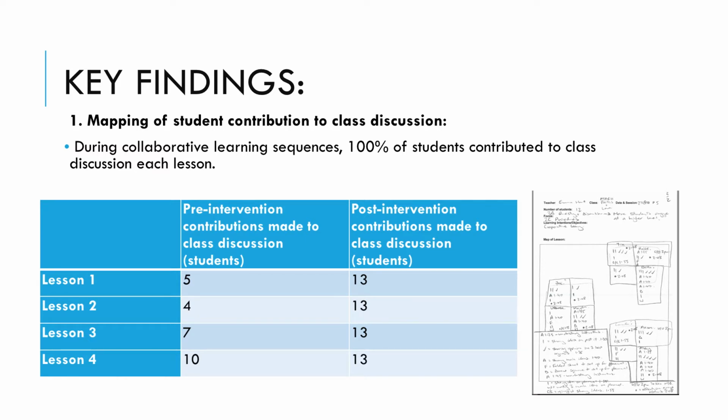Ultimately, I found that contribution to class discussion improved with the introduction of collaborative learning activities. During pre-intervention data collection, an average of 5 students contributed to class discussion per lesson. However, post-intervention data collection revealed that in collaborative learning sequences, 100% of students contributed to class discussion.